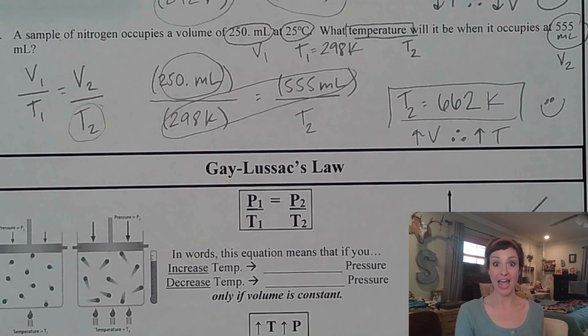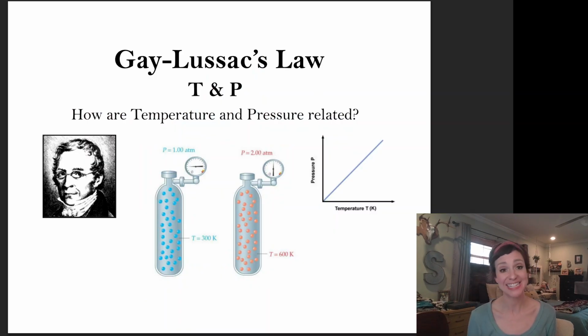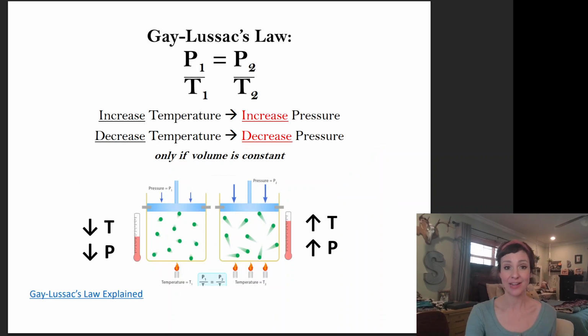Okay, our last gas law of the day. Let's figure out what our last gas law is. Our last gas law is Gay-Lussac's law. It shows how temperature and pressure of a gas are related. So let's see what Gay-Lussac's law says. Mathematically, Gay-Lussac's law is P1 over T1, meaning my initial pressure and my initial temperature, is equal to P2 over T2, my final pressure and temperature.